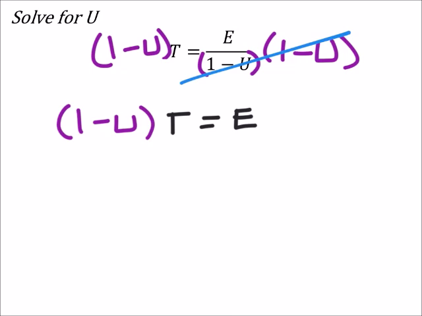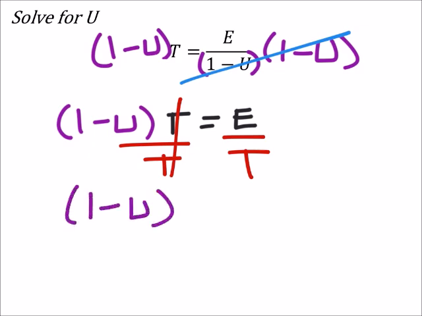Now, our objective is to solve for u. So we have that term with the u, that binomial, 1 minus u, but it's being multiplied by the t. So if I can just divide both sides by t, then I at least have that binomial by itself, right? So the t's cancel out in this case, and I'm left with 1 minus u, and this equals e divided by t. And since I have the binomial by itself, now it's not being multiplied by anything, added or subtracted anything. It's just 1 minus u.